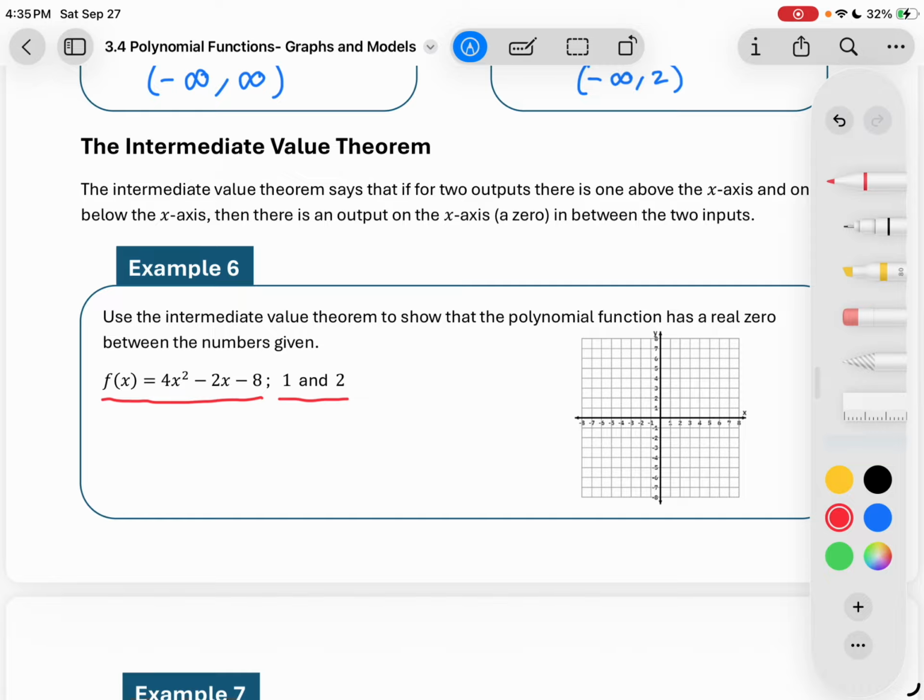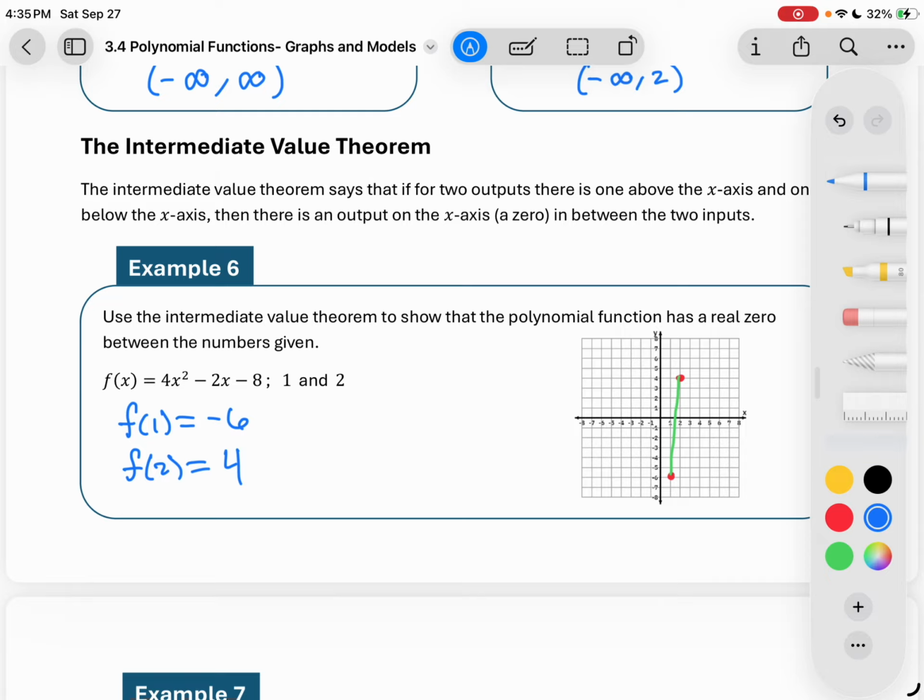In order to do that, let's find what the outputs are at 1 and 2. Okay, so let's plug in 1. If we do that, we get -6. Let's plug in 2. If we do that, we get +4. So if we look over at the graph, I have 1 and -6, and 2 and +4. Notice how one of those outputs is below the x-axis and the other output is above the x-axis. That means that there has to be a place in between there where the polynomial crosses the x-axis there.